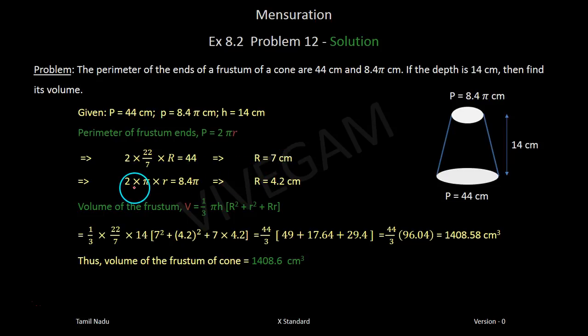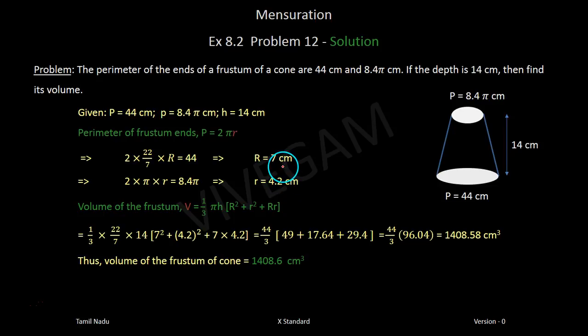And for the smaller end, that is the top end, we get 2 into pi into r equal to 8.4 pi. That's what is given here. So pi and pi will get cancelled. So 2r will be equal to 8.4, or r will be equal to 8.4 divided by 2, that is 4.2 centimeters. Now we have the capital R as well as small r. I'm sorry, this must be small r actually. Let me correct it. Okay, I've got it corrected. It's a small r equal to 4.2 centimeter.